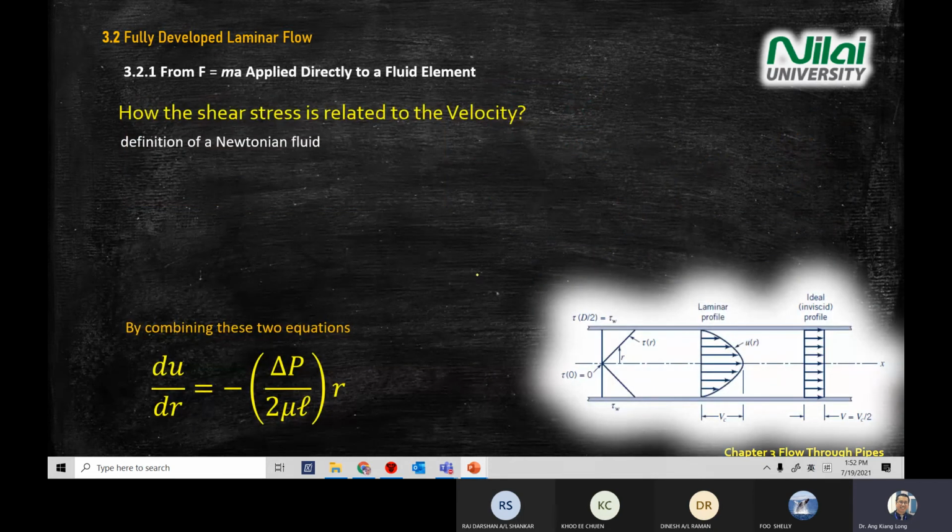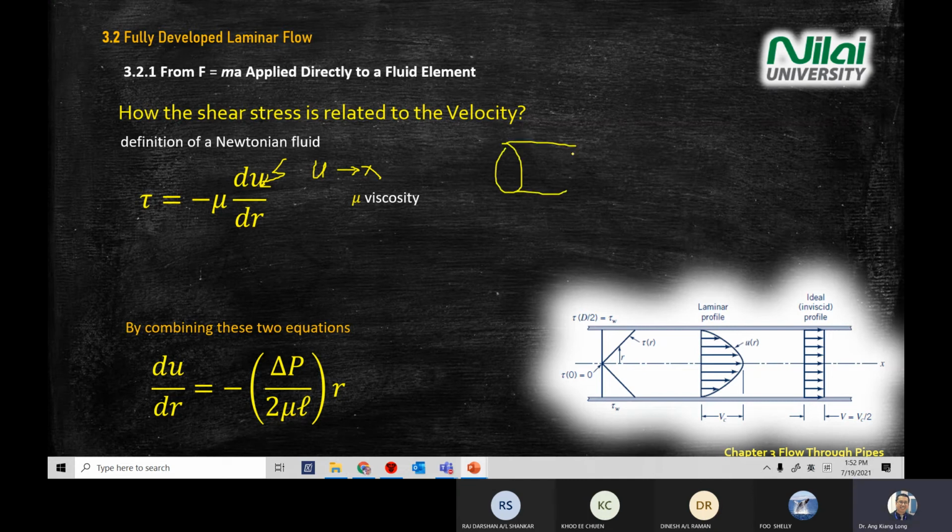Okay, I'm going to go a bit fast. A few more slides about shear stress. So shear stress, you can write minus mu du dr. What does u mean here? U means velocity in the x direction. r is radius. Shear is the direction along the wall area.